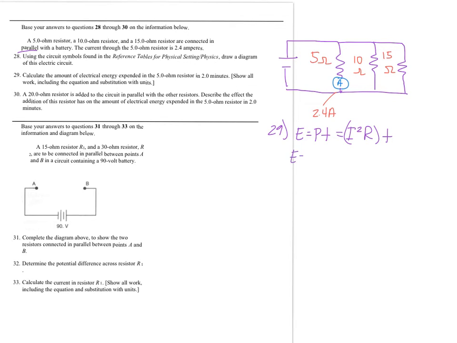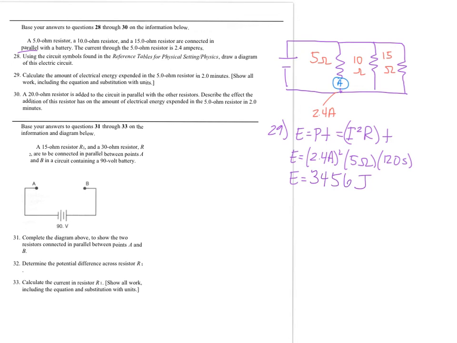So here our electrical energy is going to equal, what's our current? 2.4 amps. Don't forget units. Resistance is 5 ohms. 2 minutes, which is the same as 120 seconds. Plug and chug. You're going to get 3,456 joules. If your work looks just like this with the 3-step method, equation, substitution with units, and answer with units, then you'll get the full credit.